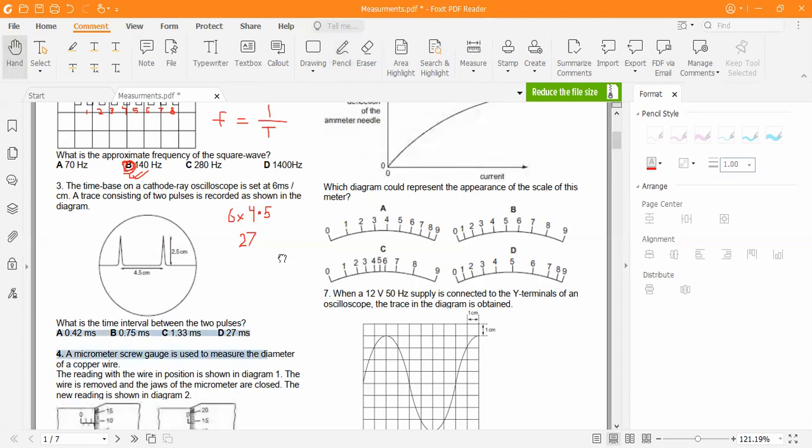So the answer in this case will be 27. This is the time interval between the pulses.